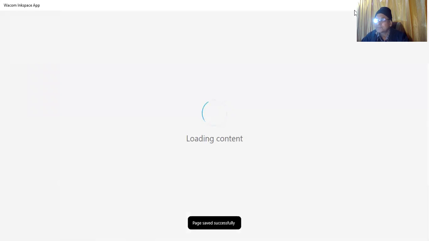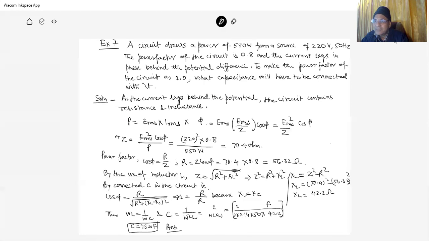Now example number 7 is again very interesting. The circuit draws a power of 550 watt from a source of 220 volt at 50 hertz. The power factor of this circuit is 0.8 and the current lags behind the potential difference. To make the power factor of the circuit 1.0, means to increase the power factor, what capacitance will have to be connected with it? So in this way the two concepts are simultaneously there, including current lag.